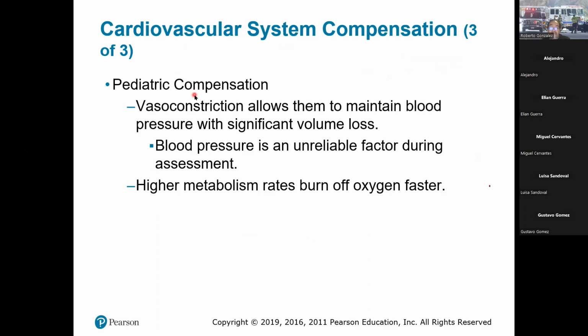Pediatric compensation: vasoconstriction allows them to maintain blood pressure with significant volume loss. Blood pressure is an unreliable factor during assessment in pediatrics because it can go down very fast. Higher metabolism rates burn off oxygen faster, which basically means that they need to be provided with oxygen.